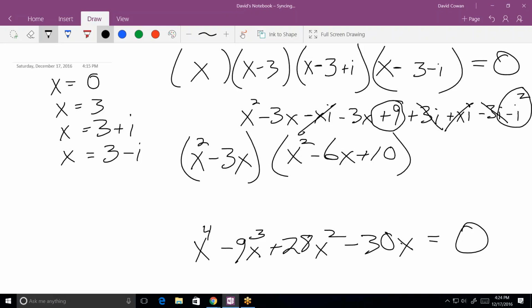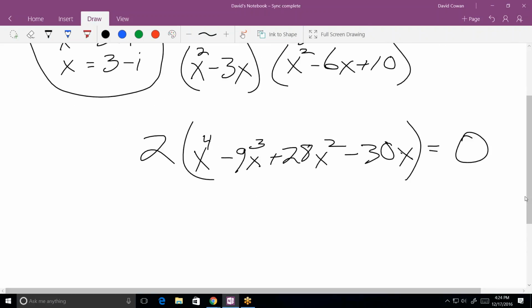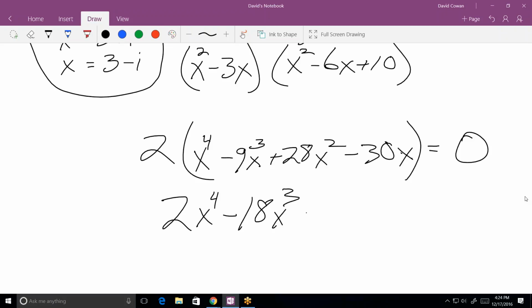What if I said to you, give me the polynomial that has these 4 zeros, but has a leading coefficient of 2? That'd be hard. Not really. All I would have to do is multiply that whole thing by 2. Notice zeros would still be the same. Because I can always divide both sides by 2 here, and 0 divided by 2 is still 0. So whatever polynomial I come up with is going to have the same zeros, but it would be a different polynomial. It would be 2x to the fourth minus 18x cubed plus 56x squared minus 60x.